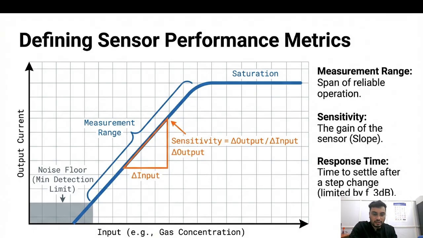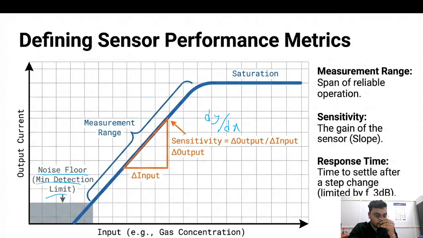Also, the sensitivity depends on the delta output upon delta input, which is output current, which is dy by dx. Okay, so if we see, this is the noise floor, which is the minimum detection limit. So this is how we can detect the output current based on the input.